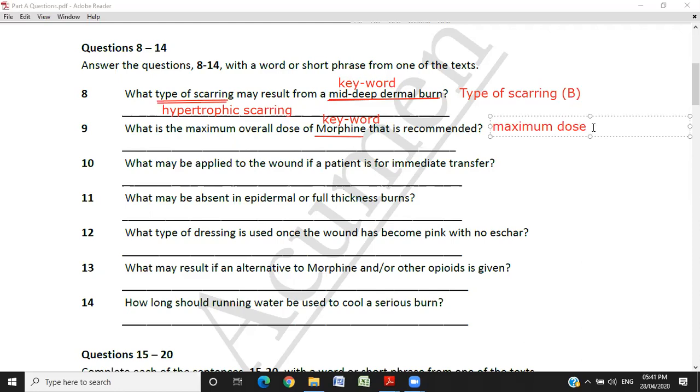And which text can I find this information in? Text C. Yes, because text C gives information about morphine. So now do that for 10, 11, 12, 13 and 14. These 5 questions. You have to do 3 things. First, you have to find out what is the keyword. Second, you have to find out what kind of information you are looking for and which text can have this answer. Go ahead.